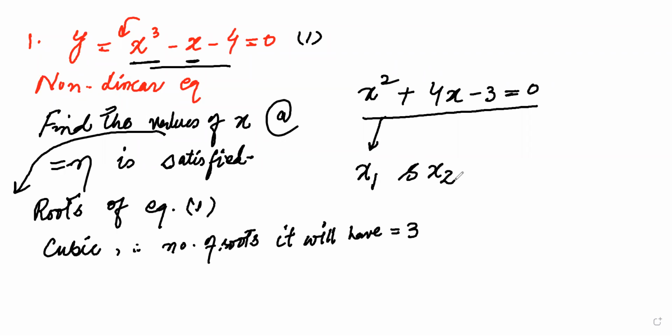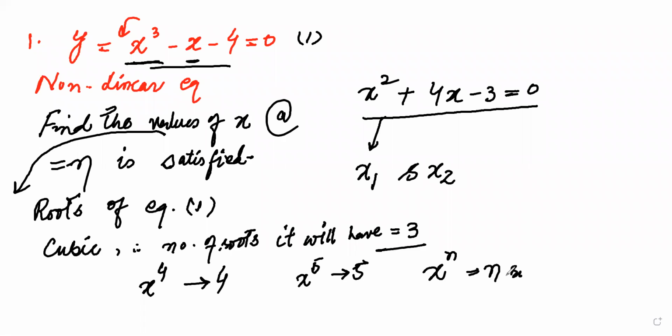Similarly, a cubic polynomial will have 3 roots. A fourth order polynomial will have 4 roots. A fifth order polynomial will have 5 roots. And an nth order polynomial will have n roots. So the number of roots a linear or nonlinear equation possesses depends upon the degree of the polynomial. If the degree is 2, it will have 2 roots; if 3, then 3 roots; and if n, it will have n roots.